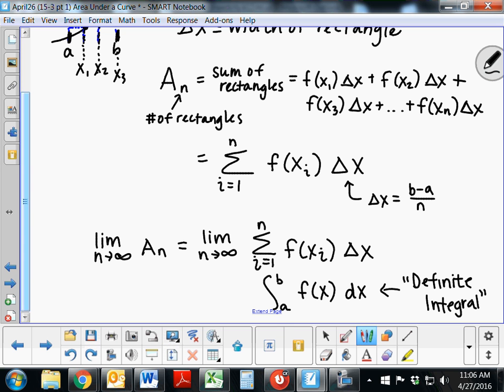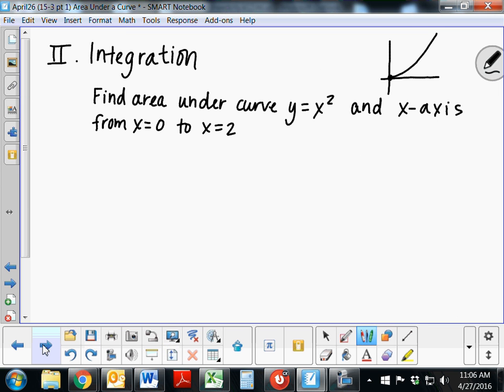So, we're finding the area under a curve. If it's called a definite integral, that process is called integration. And we're going to stick with right now this area that we already started thinking about. We're going to find the area under this curve, x squared. And we're going to find it from 0 to 2. And we're going to try to do it with infinite rectangles so that we don't have so much white space.